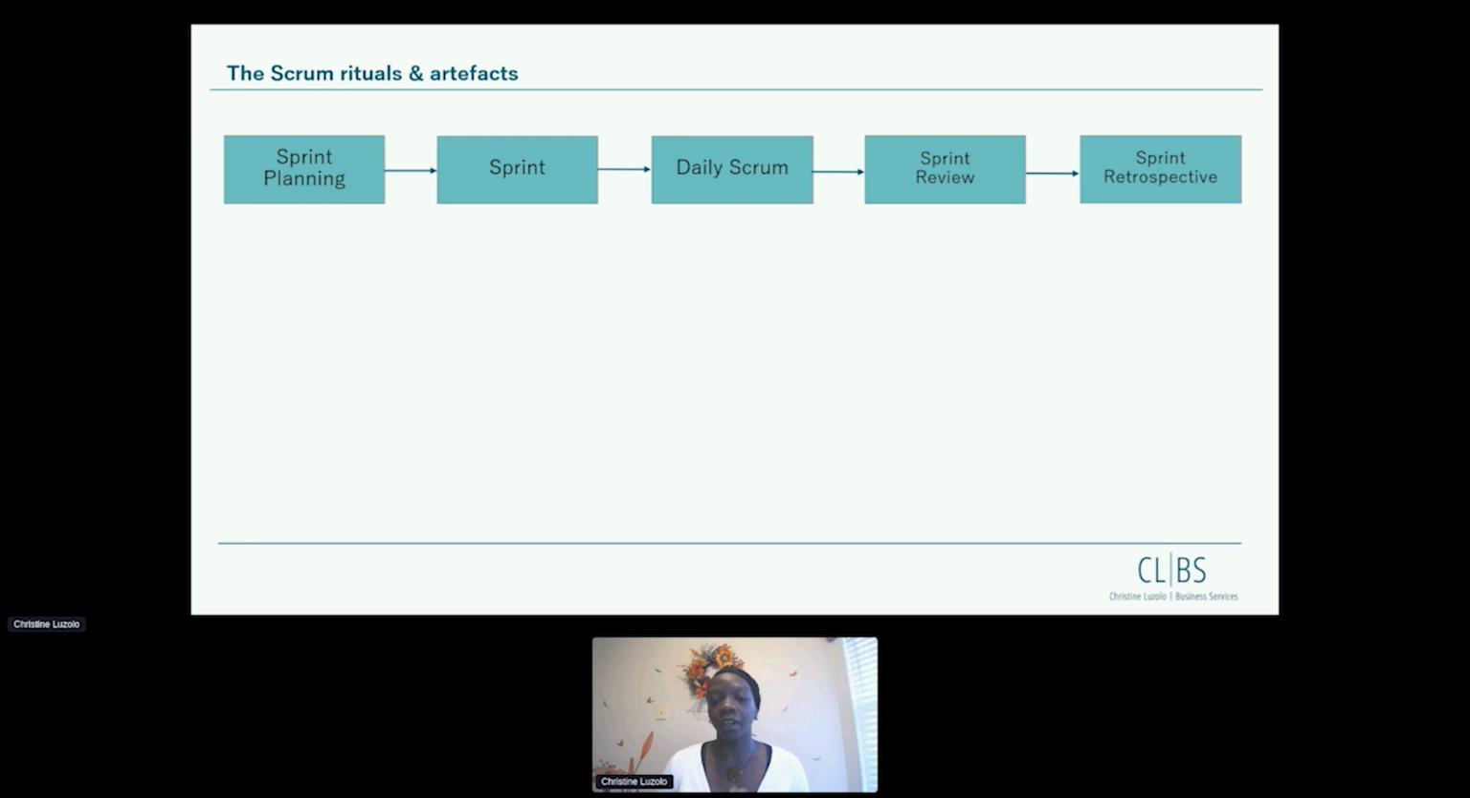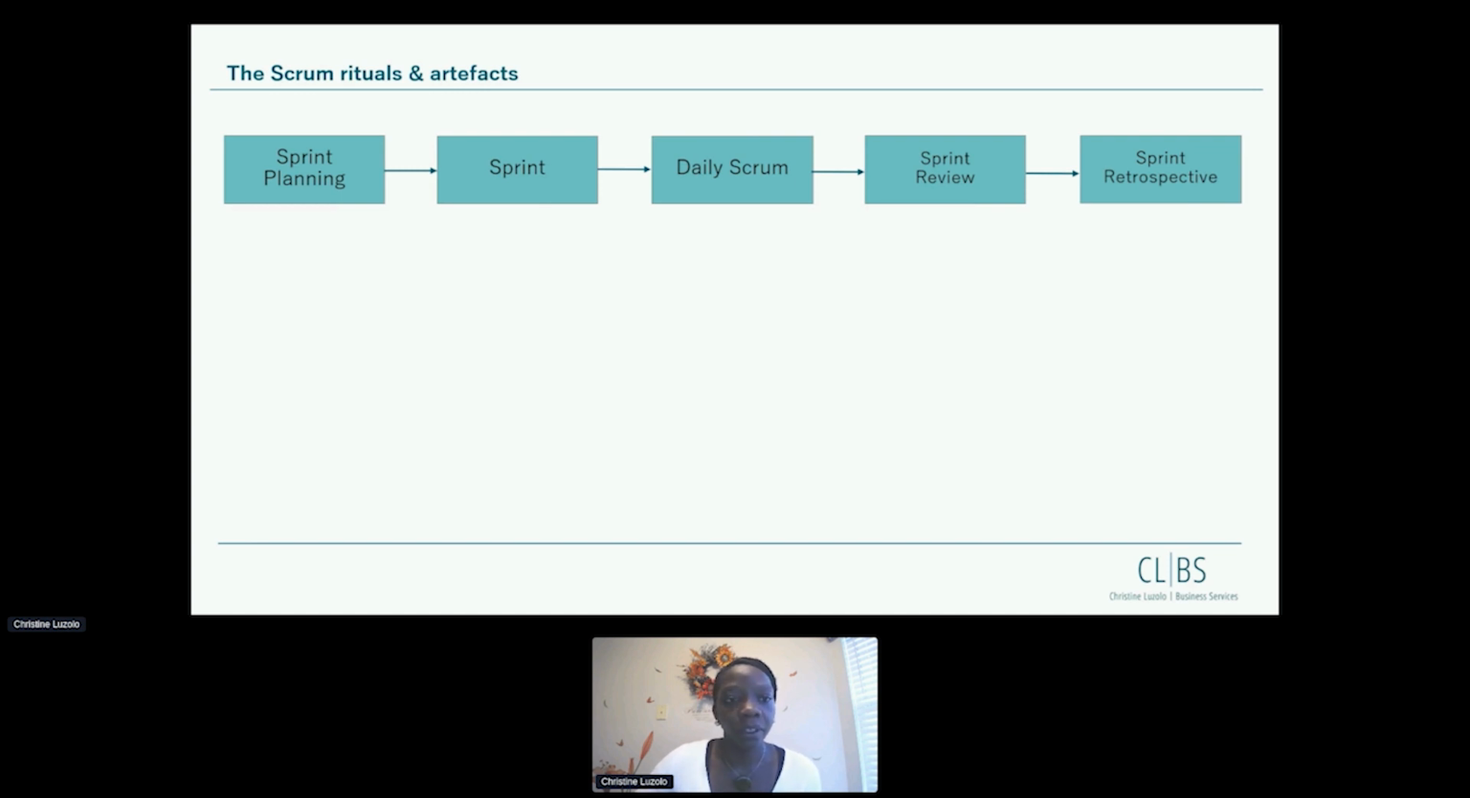There are also other artifacts, like, for example, the impediments backlog, where you write down if there have been problems during the sprints, so that you can draw lessons learned from that. But this is not one of the three official artifacts by the Scrum framework. So the three artifacts are the product backlog, the sprint backlog, and the increment, which is the ready-to-use product.